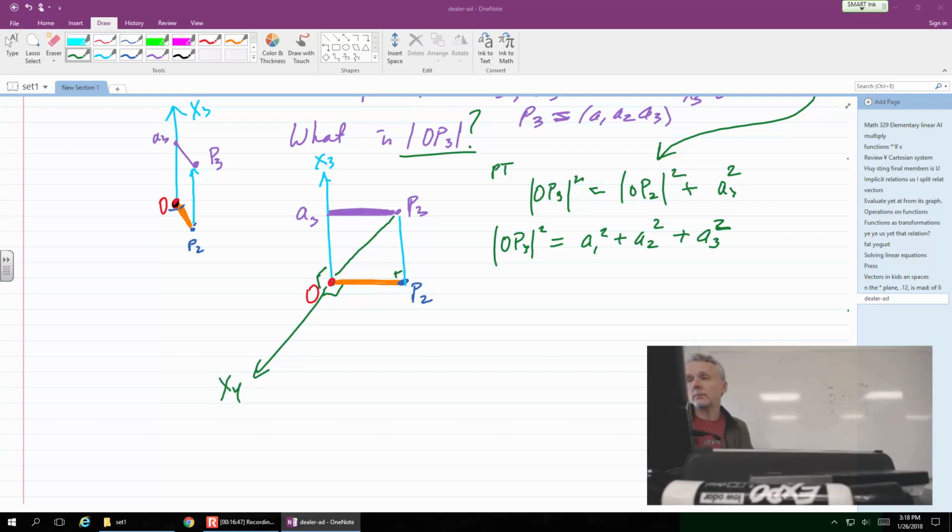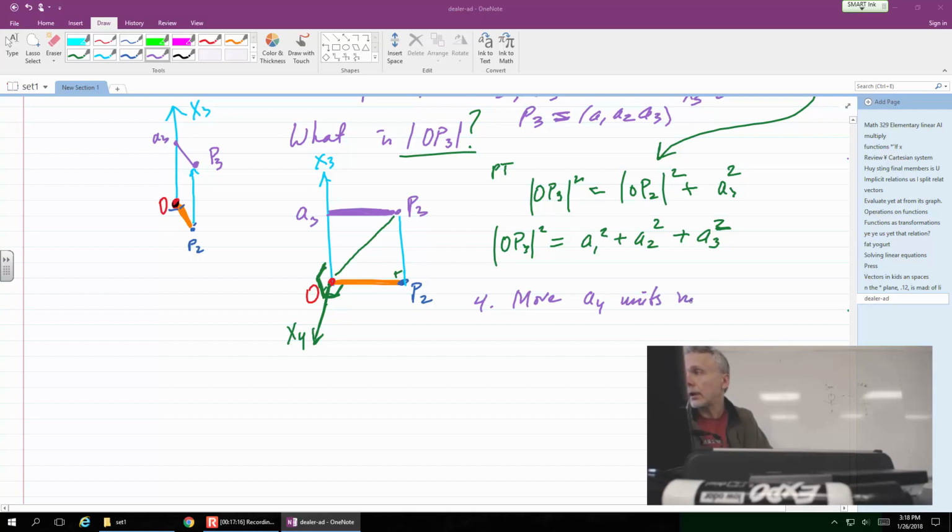The picture is unfortunate. Let me slightly fix it. I want to make it clear, maybe like this. Okay, so that's my x4 axis. And then we continue on in the same fashion. The way I describe it is step number 4: move A4 units in the x4 direction to a point P4, which now has 4 coordinates: A1, A2, A3, A4. This is how far we go, so this is A4, okay?